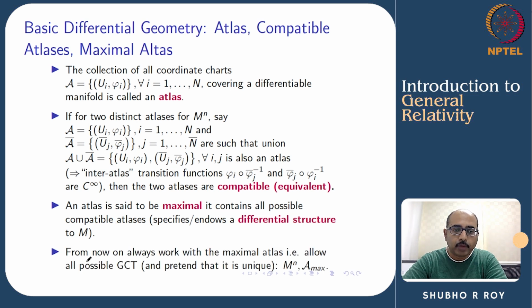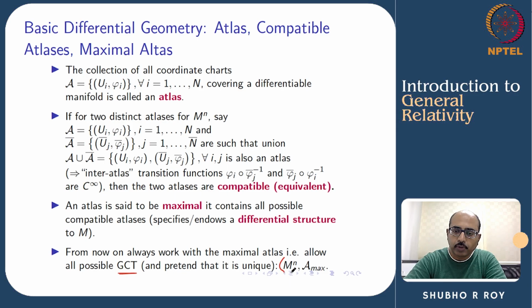Next point. From now on, we will always work with the maximal atlas for a given manifold. As you can guess, each manifold is supposed to represent a space-time in GR, and we will work with the maximal atlas because the maximal atlas contains all possible coordinate charts which are smoothly compatible, and these will represent all possible general coordinate transformations (GCT). I hope this is an abbreviation which is now going to be familiar to all of you from the previous lectures. GCT means general coordinate transformation, that is, the same point in different reference frames or different coordinate frames. Okay, so maximal atlas means we allow maximum freedom in doing general coordinate transformations.